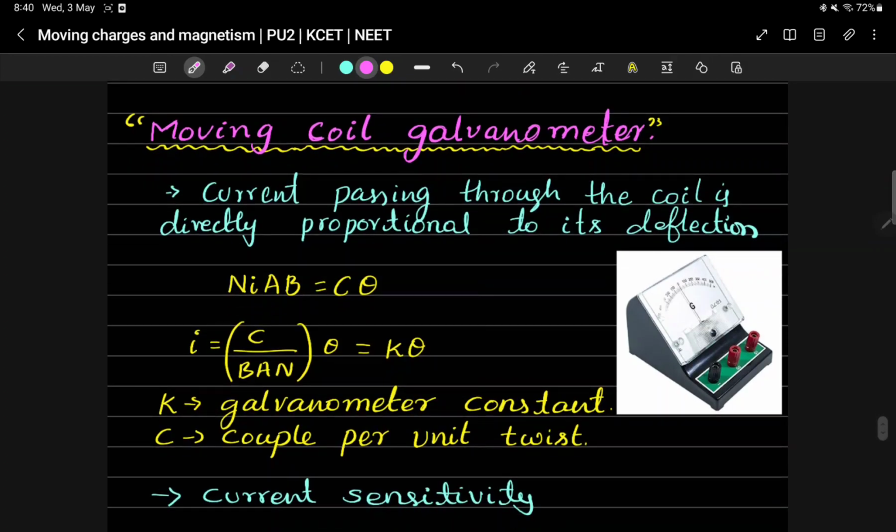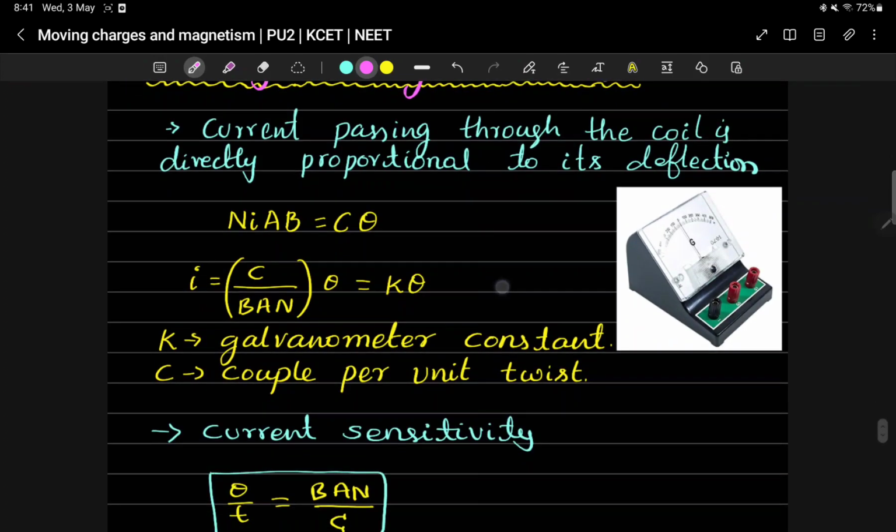Next, we have the moving coil galvanometer. When it is placed in varying current, we can see the deflection. It is used to sense or find the presence of current in the conductor. The current passing through the coil is directly proportional to the deflection. So if current is there, there will be deflection. If no current, no deflection at all. So that is given by this one.